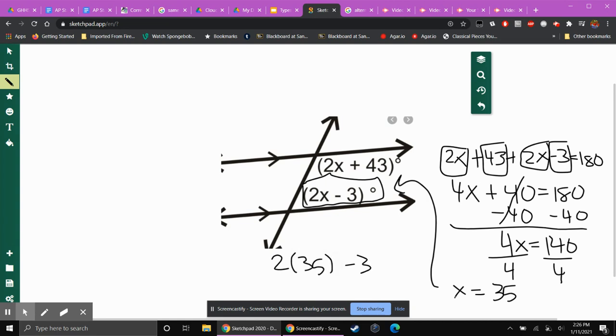minus 3, right? 2 times 35, let me just plug that into my calculator real quick. 2 times 35 is 70 minus 3. Well, that's going to be 67. Just give me a second.